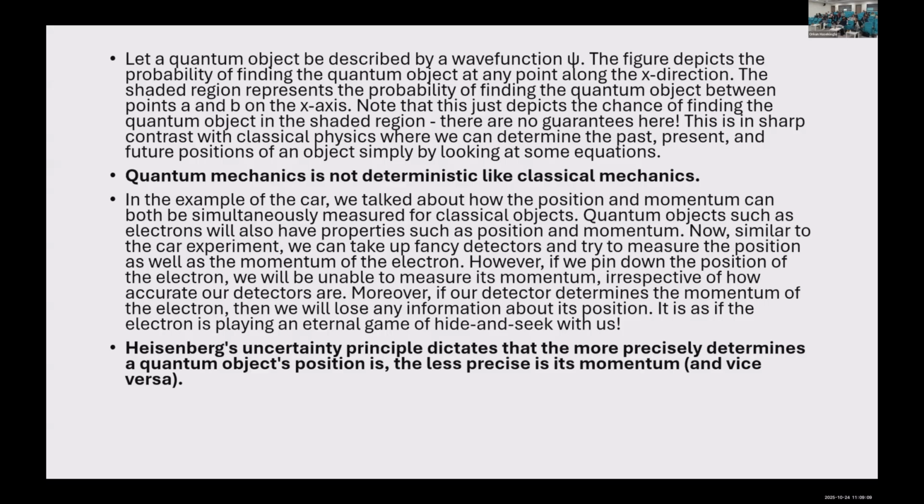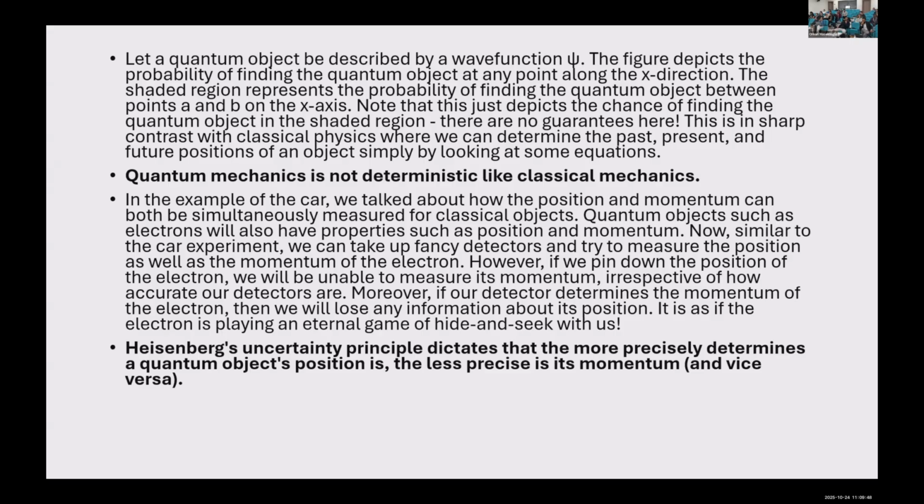Note that this just depicts the chance of finding the quantum object in the shaded region. There are no guarantees here. It can be anywhere. This is in sharp contrast with classical physics, where we can determine the past, present, and future positions of an object simply by looking at some equations. So quantum mechanics is not deterministic like classical mechanics. In the example of the car, we talked about how the position and momentum can both be simultaneously measured for classical objects. Quantum objects, such as electrons, will also have properties such as position and momentum.